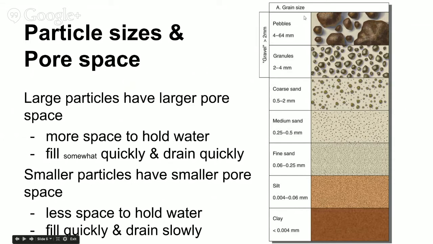So if we have larger particles like pebbles and gravel, they have larger pore spaces, so there's more space to hold water. However, because of the cohesive properties of water, that space will drain pretty quickly. It's pretty easy to pull water out of that. But smaller particles like clays and silts have much smaller pore spaces, but there's a lot more of them. So overall, they have less space to hold water, but they fill really quickly because of capillary action, and they drain really slowly. They hold on to their water really tightly. So it's hard for us to pull groundwater out of clays.